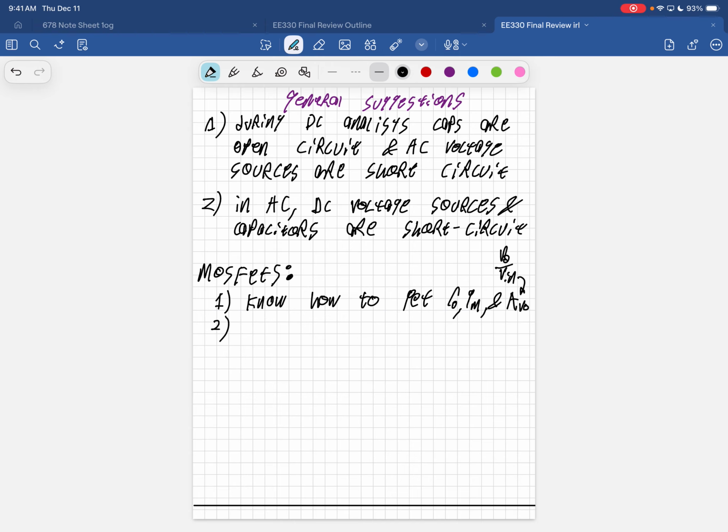All right, and then number two, you'll also want to know how to get Kn prime, Kp prime. Kn prime would be for an NFET, and then a Kp prime would be for a PFET, so you'll need to know both PFETs and NFETs. You're going to want to know RDS, and then you'll want to be able to derive W and L, not omega.